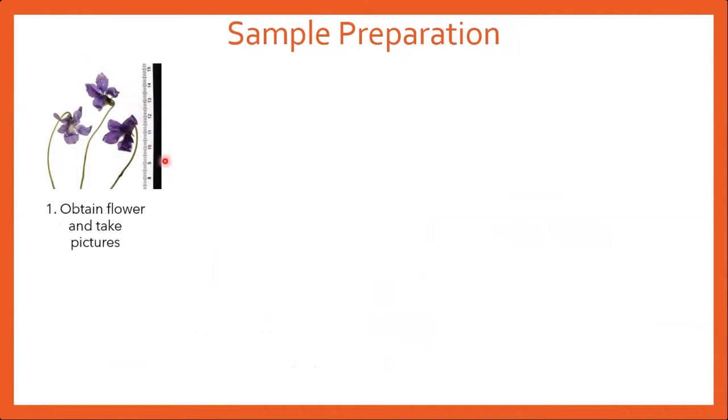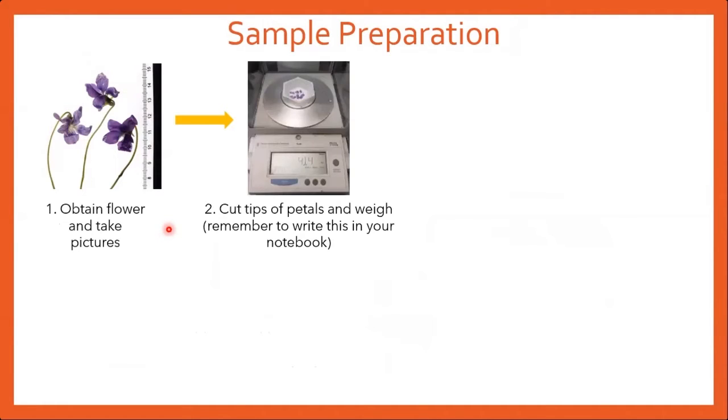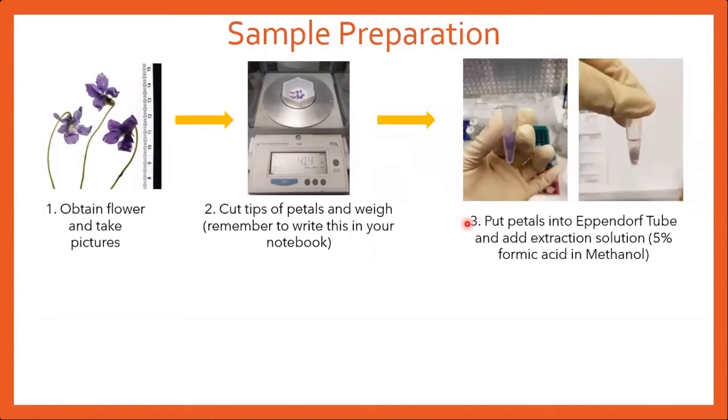I took some pictures of them before extracting them. So I obtained the flowers, took some pictures. Then you make sure to cut the tips off. These tips will then be weighed, and you always have to remember to write this in your notebook, as it's very important information. If you can see, the scale actually says 41.4. As I said, I used around 40 milligrams of the flowers for this.